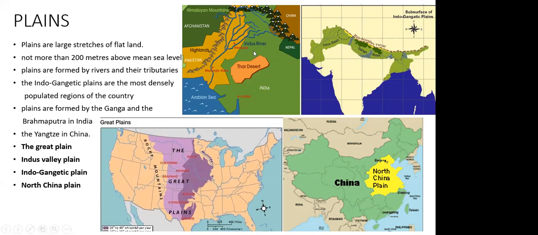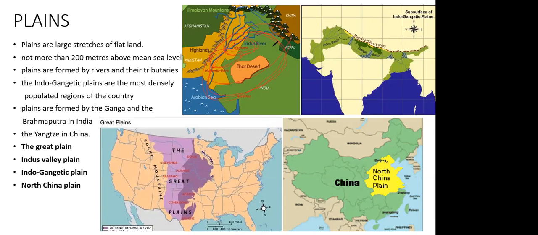So first is the Indus Valley plains. Indus Valley plains are near the river Indus. You can see it here. This area is the Indus Valley plains, where Punjab and Haryana states are, and you know that the agricultural land is very fertile over there, and they get good production of agricultural crops.